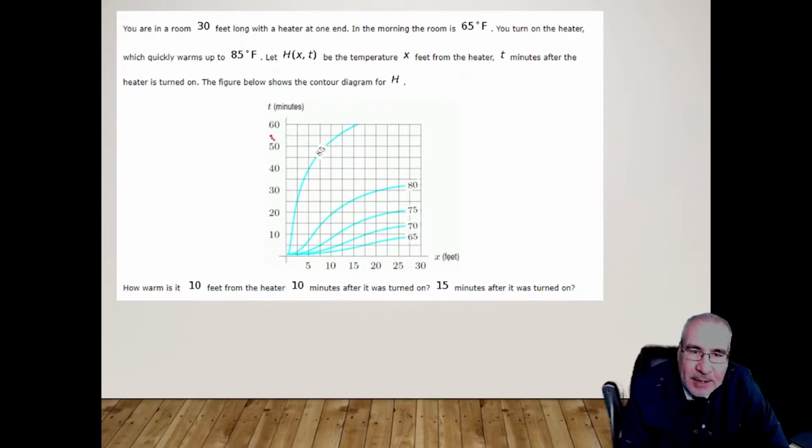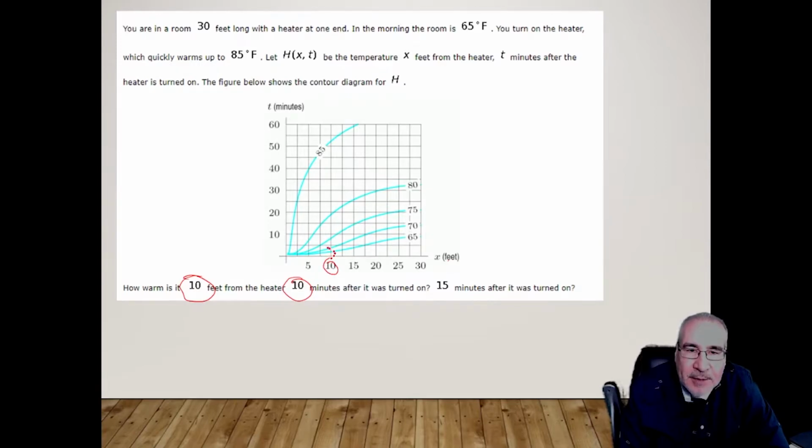Over time, the heater will bring the temperature, as we see, up to 85, and then when it's supposed to kick off, it kicks off. But if you're further away than that, you might not actually be 85 degrees, so the far wall doesn't get as warm. Anyway, how warm will it be 10 feet from the heater in 10 minutes?